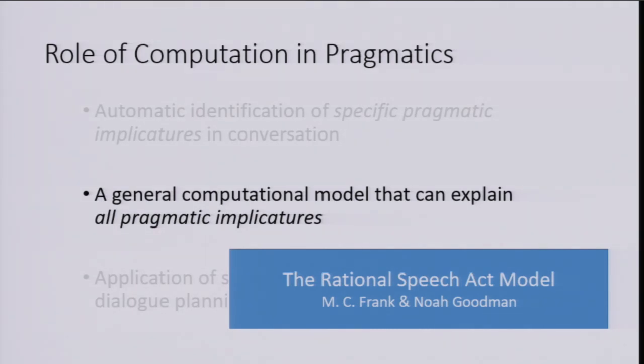I will move to something else on the general computational model. So Ritesh talked about the speech act model. This model is called the rational speech act model. And as we shall see, we'll slowly build the model.